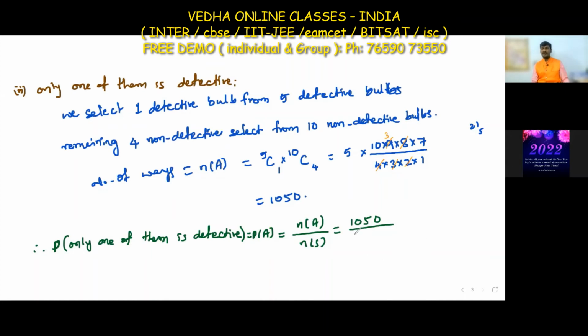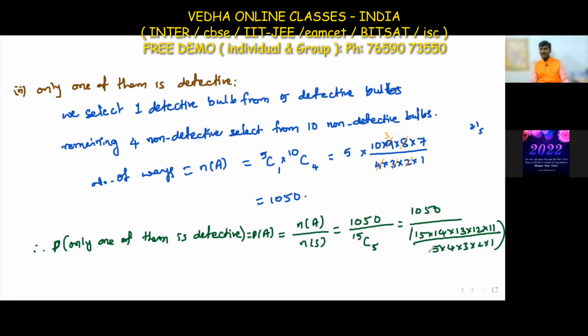n of S is nothing but out of 15 bulbs we are selecting 5. So 15C5 it is. So that means 1050 divided by 15C5. One more step: 15C5 is 15 into 14 into 13 into 12 into 11, 5 factors divided by 5 factorial, that is 5 4 3 2 1.